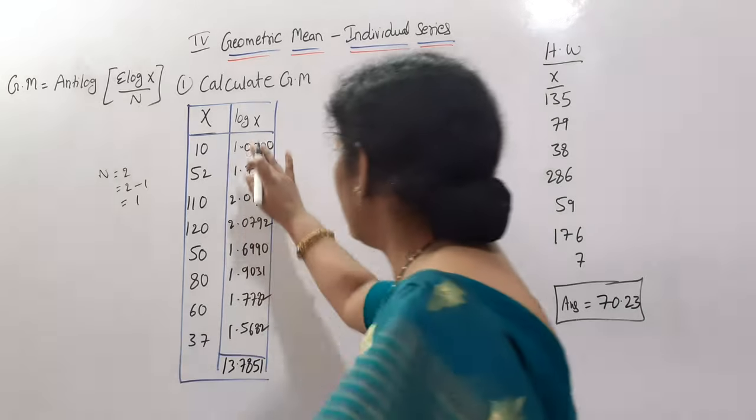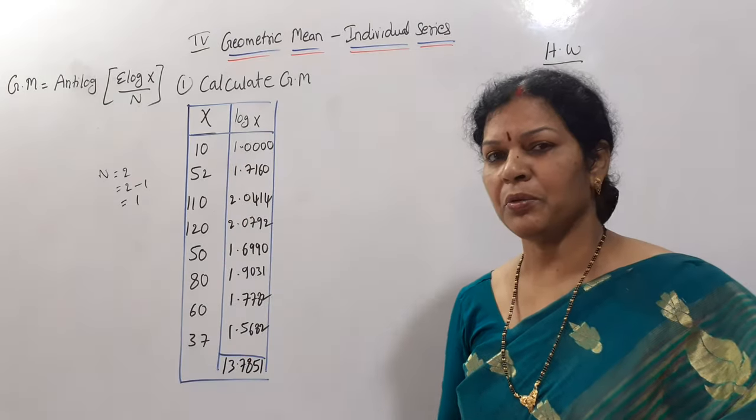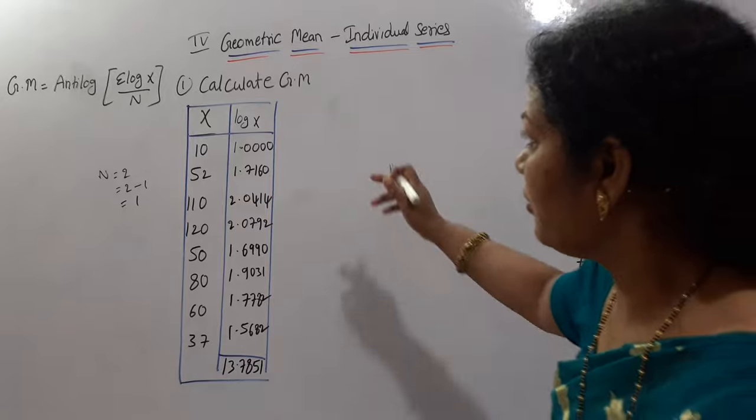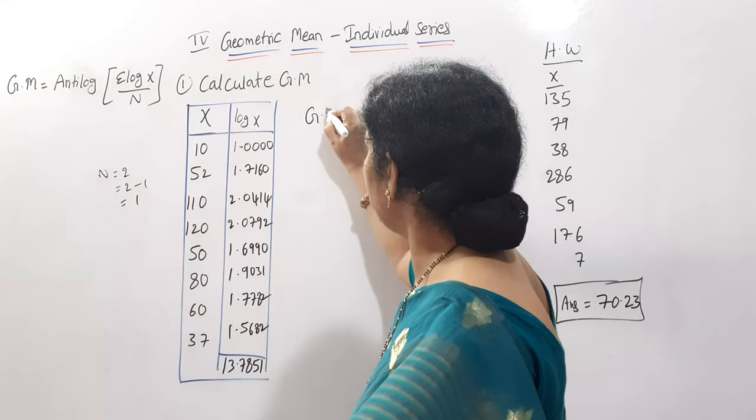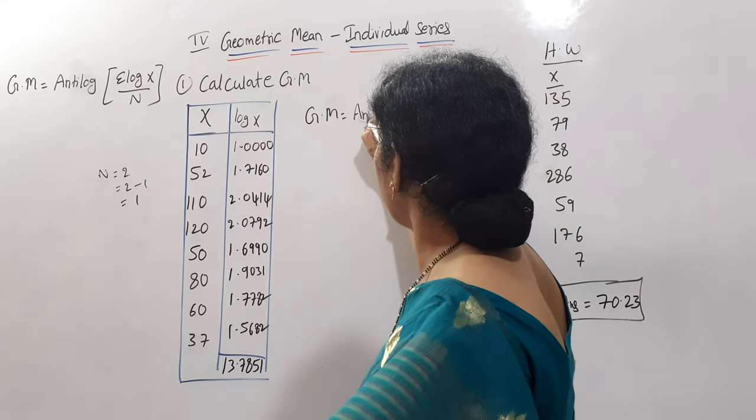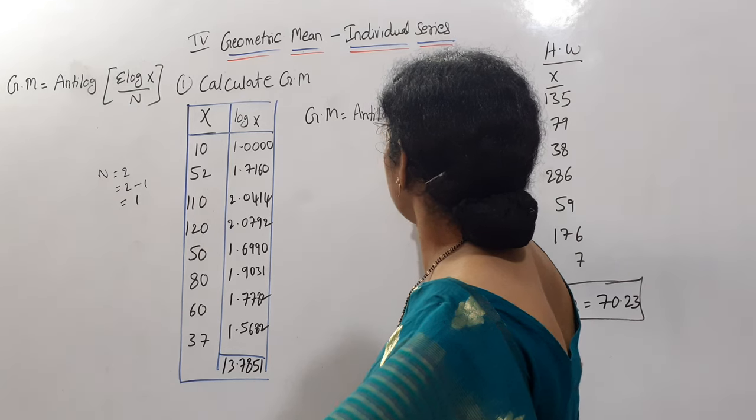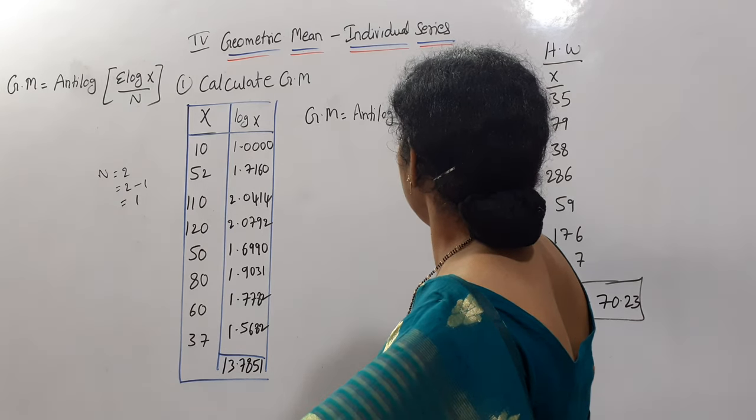13.7851. This is the log X total. Now, what we have to do? Apply in the formula. I'll write the formula first. Geometric mean is equal to anti-log of, in brackets, log X by N.